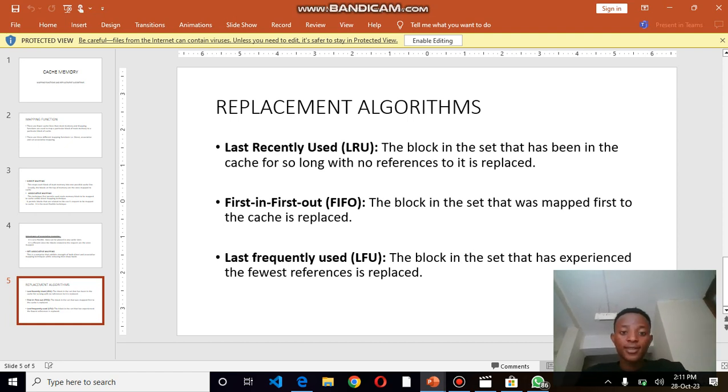The first replacement algorithm is least recently used: the block in the set that has been in cache for so long with no references to it is replaced. The second one is first in, first out: the block in the set that was mapped first to cache is the one that is replaced. The last one is least frequently used: the block in the set that has experienced the fewest references to it is the one that is replaced. So those are the replacement algorithms.